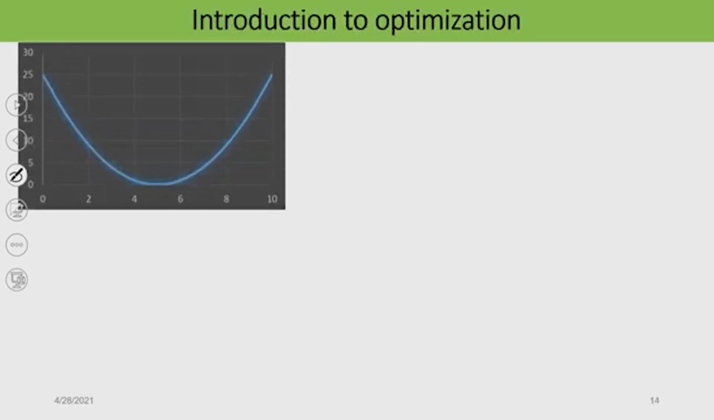Suppose this is a function, and this is the minima of this particular function. If I say this is a function, the minima of this function is somewhere here, and we generally denote it by x star. So, this is x star.